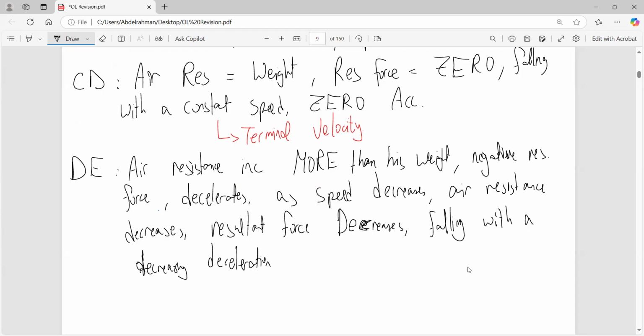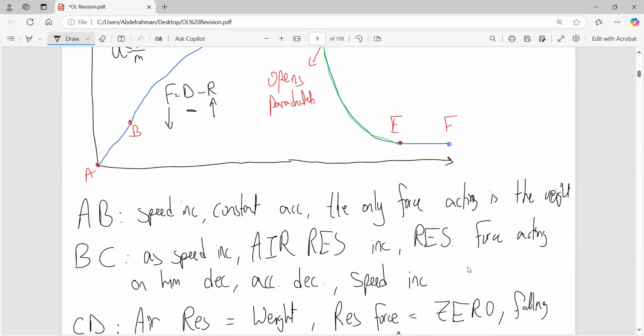Decreasing deceleration until what? His speed keeps on decreasing until the air resistance again becomes equal to his weight. Where? At point E. At point E, his speed has decreased so much that the air resistance has also decreased and become again equal to his weight, and therefore he will start falling with a constant speed, but a much lower constant speed, which would be much safer for him to land with.